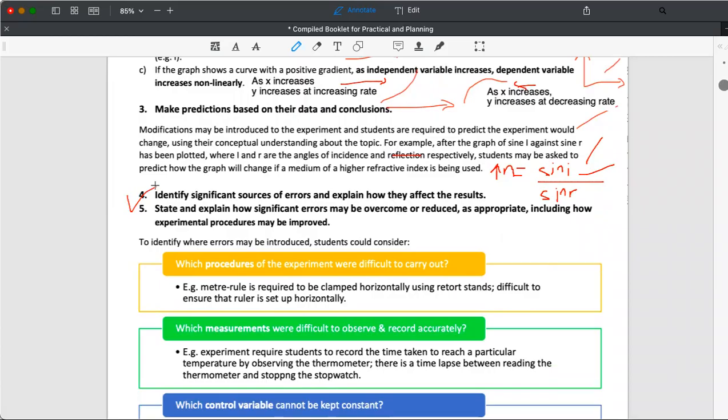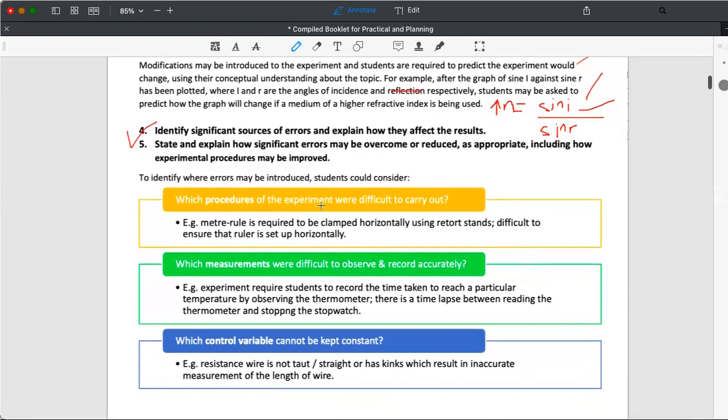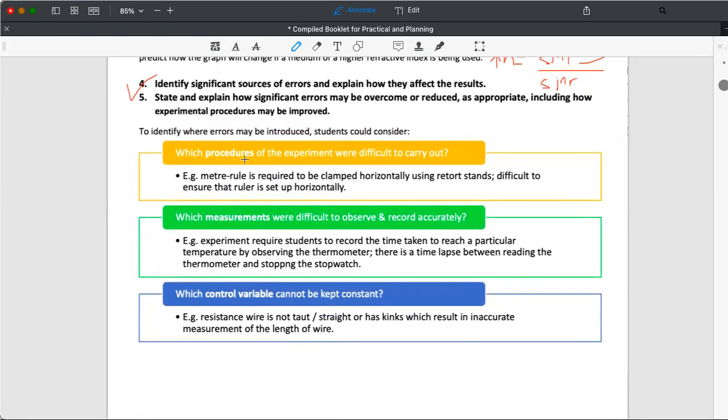So later I will show you a table where it summarizes the different possible sources of error for different types of experiment, and how to explain the effect of this error and suggestions on how you can reduce the error according to point 5. And how do you improve the procedure by either reducing or totally overcoming the error. Okay, now, to identify where errors may be introduced, students should consider number 1, which procedure in the whole experiment is the difficult part to carry out.